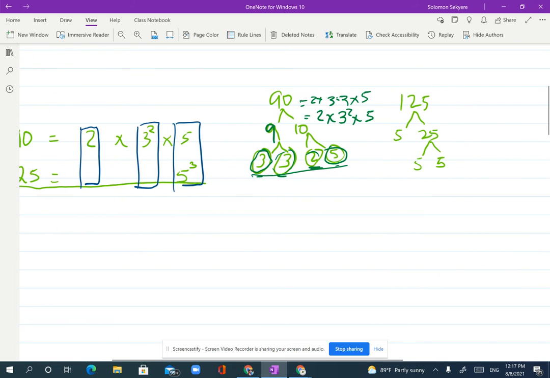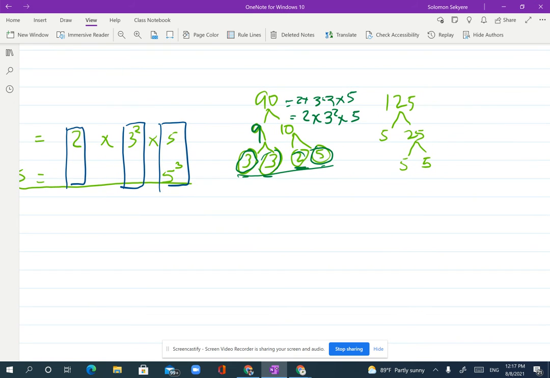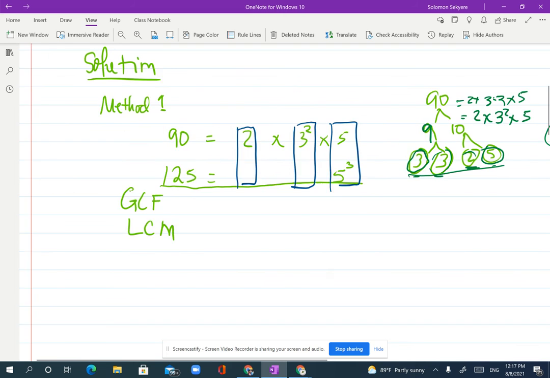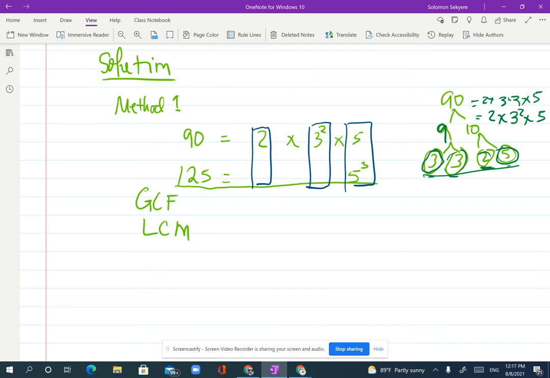And then I go to 125 and I break it down into prime factors. 5 times 25. I circle my 5, and then 25 is 5 times 5. So this is 5 cubed. Okay, so I come here with my GCF and LCM.